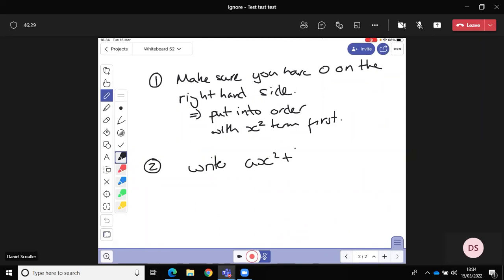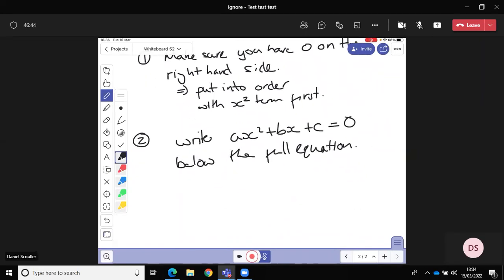Two, what I would do is write ax squared plus bx plus c equals 0 below the full equation. So if you get given an equation, and we'll do this in an example shortly, write that below so you know exactly where A is, where B is, and where C is, what you're pulling forward. Just a wee reminder, you don't get any marks for that. Once you get good at it, you might want to skip that step, it takes 5 seconds.